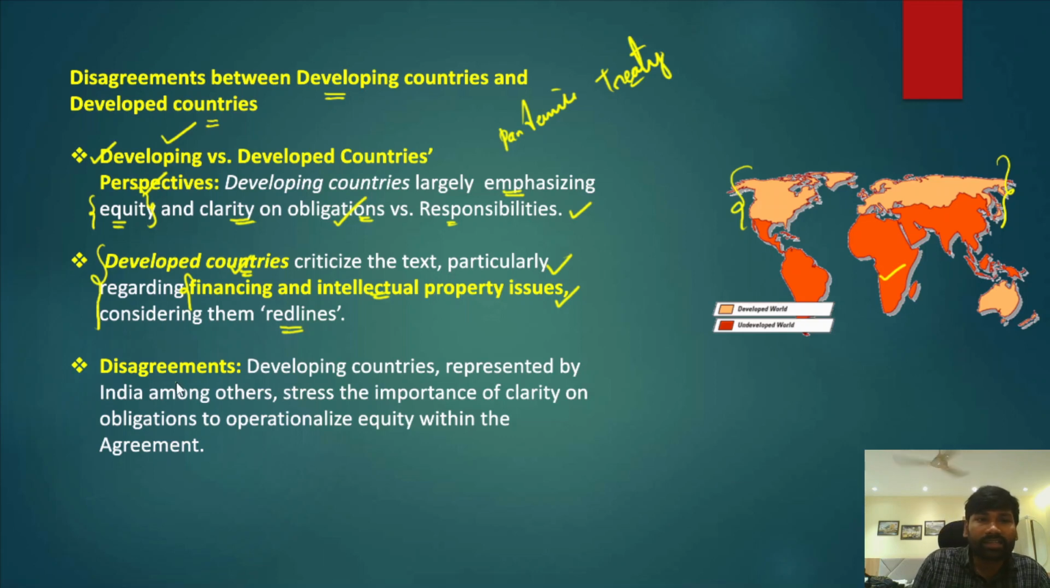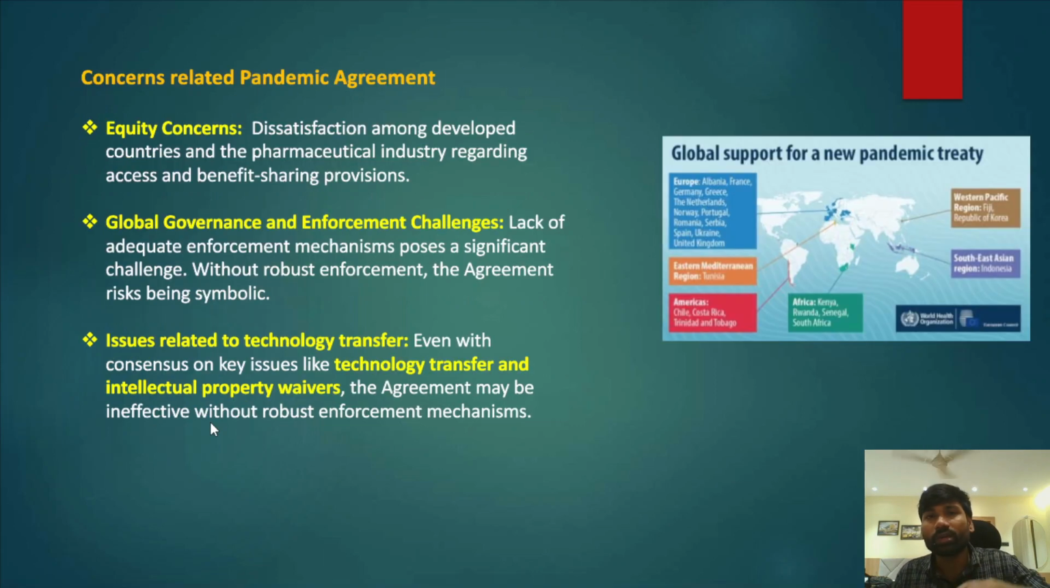And after that, there are disagreements between both developed and developing countries, and developing countries, which are being represented by India among others, they have been stressing on importance of the clarity on obligations and responsibilities. So what are the obligations? What should be the responsibilities? So there should be clarity on this. This is what the developing countries have been demanding. And apart from that, they are also demanding the operationalization of equity within the agreement, so that equity will benefit all the countries in the future in case of any pandemic.